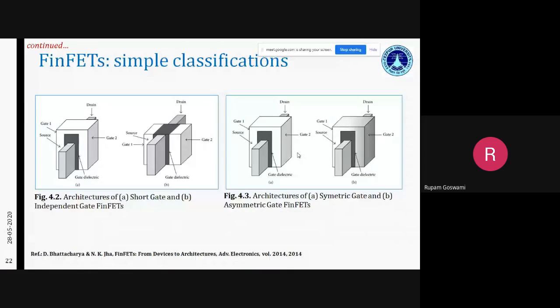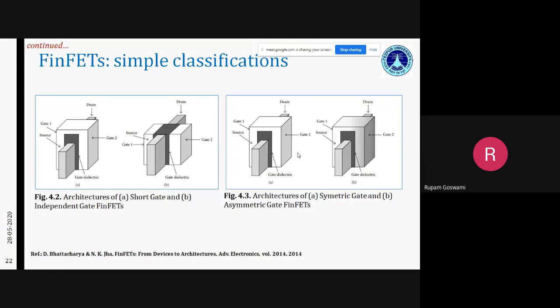Thank you. So these FinFETs have a wide variation of classifications. I have just selected some of the most popularly used ones, which are also not just classifications, they are also different architectures of these fin-shaped field effect transistors. So you have the short gate and the independent gate FinFETs. The short gate is where you have a single gate over the entire fin, which means the gate 1 and gate 2 materials are the same, and you just need to apply a single gate voltage to that particular terminal.